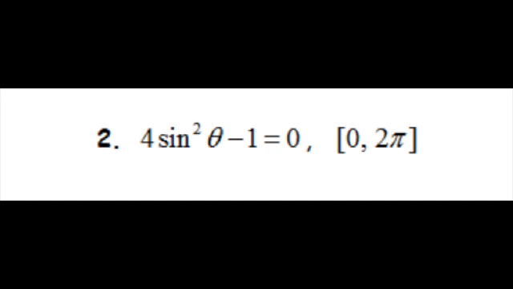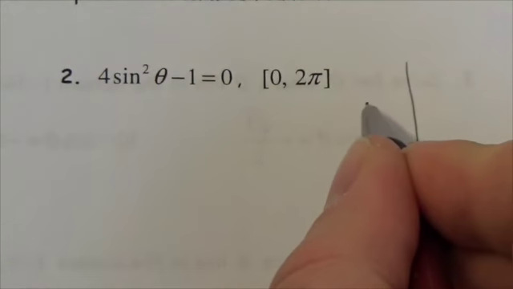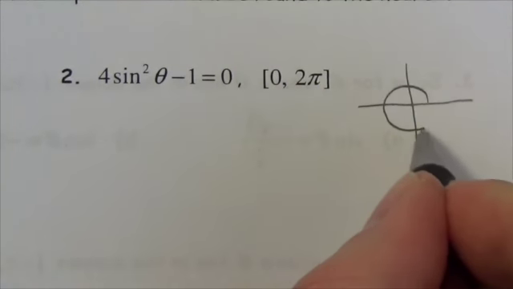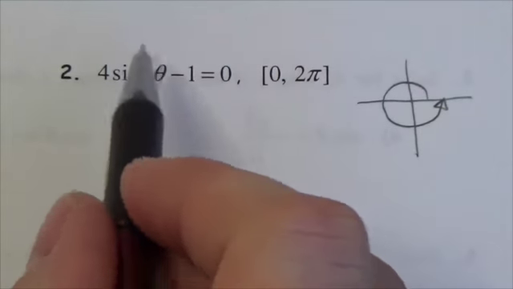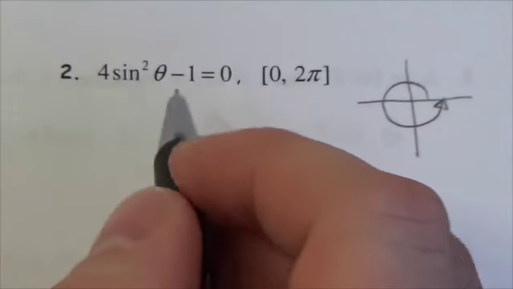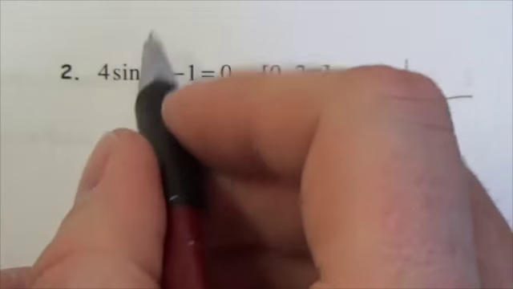4 times the sine of theta squared minus 1 equals 0, where theta is between 0 and 2 pi. Okay, so here we go again. And actually, this is the same domain that we were just looking at there, 0 to 2 pi, so just one complete positive rotation. Now in this case, notice that I'm only seeing one representative of the trig function here. This is actually fairly easy to solve for.